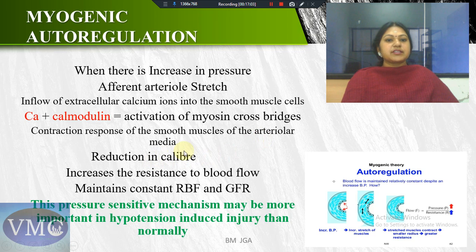So this causes a reduction in the caliber or the diameter of the arteriole, and this increases the resistance to the blood flow so that it maintains your constant renal blood flow and GFR. Whenever there is an increase in the BP, there is increased stretch on the vessels. This causes influx of calcium. By calcium calmodulin mechanism, there is smooth muscle contraction. So it causes stretching of the muscles and contractions so that the caliber decreases, so that the blood flow decreases. This pressure sensitive mechanism may be of more importance in hypotension induced injury than normally.